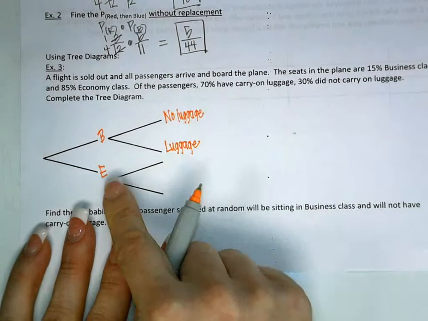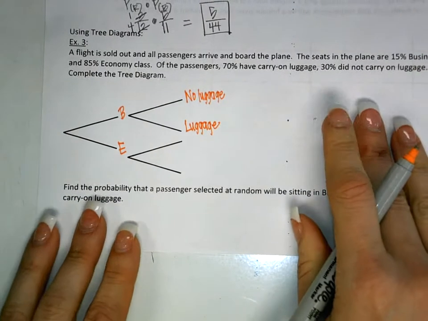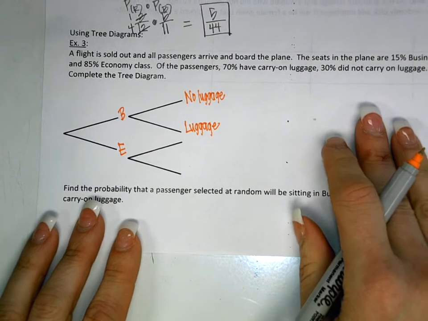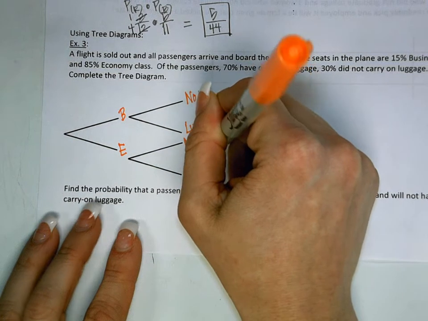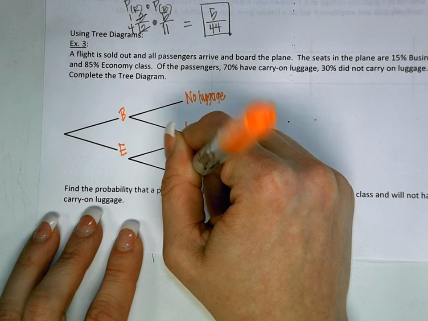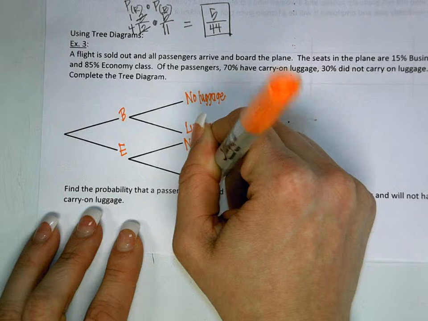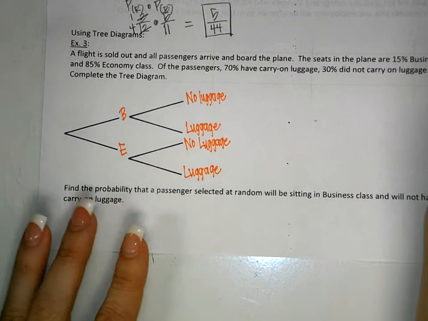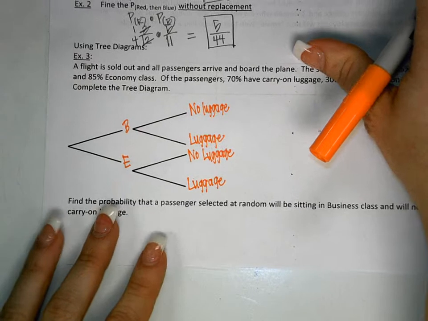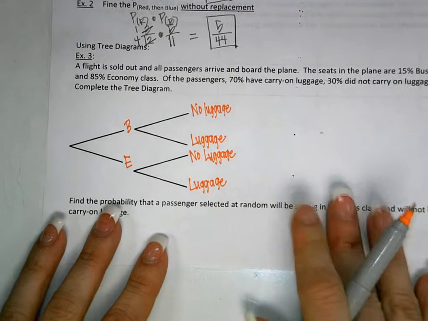What about for the economy people? What's their next option? Same thing. So, no good luggage, or they do have luggage. So these little tree diagrams will not be written out for you. You probably need to make a picture. Okay, so just draw a quick little tree diagram and then fill it out.